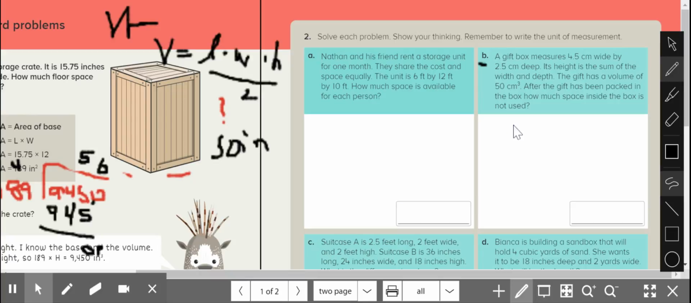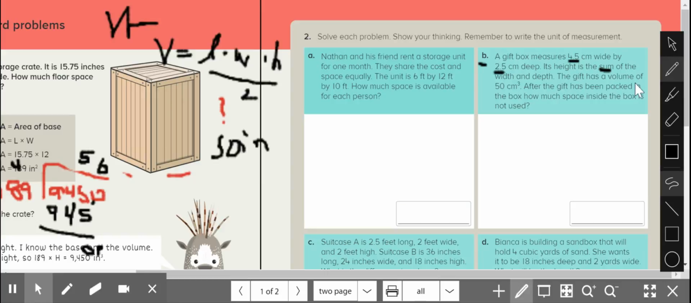Wow. This is a tremendous question. Let's think about everything it's asking us, or what it's telling us. It says it measures wide and deep. It says its height is the sum of the width and the depth. If you hear sum, you need to add. So the height is the sum of 2.5 and 4.5. Our multiplication problem is volume, length times width times height. We have all of those numbers that we need right here.